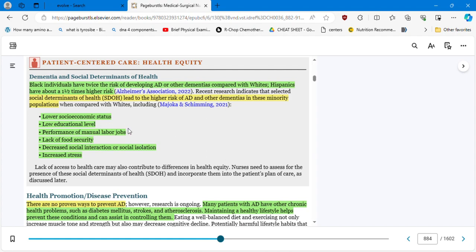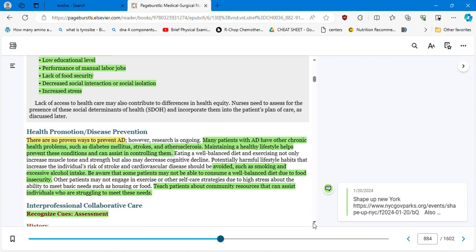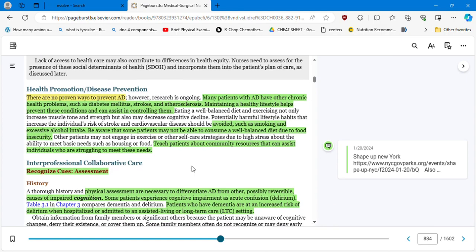Performance of manual labor jobs. This population that are working in construction, for example, or doing any other activities, especially now that we have too many immigrants, they probably don't have enough food, so they don't have the appropriate food, right? The appropriate nutrition. Decreased social interaction or social isolation, increased stress. So you have to think about the population that could be at risk for Alzheimer's disease.